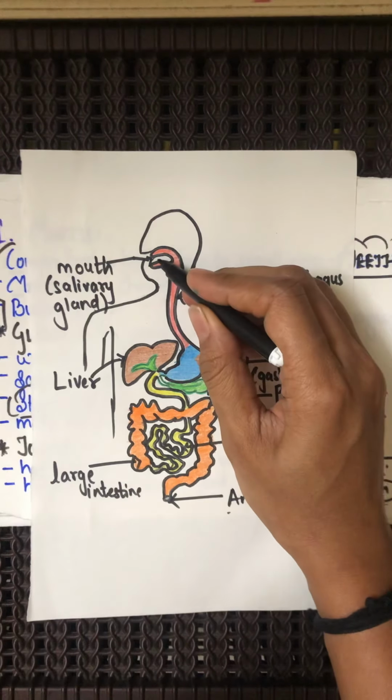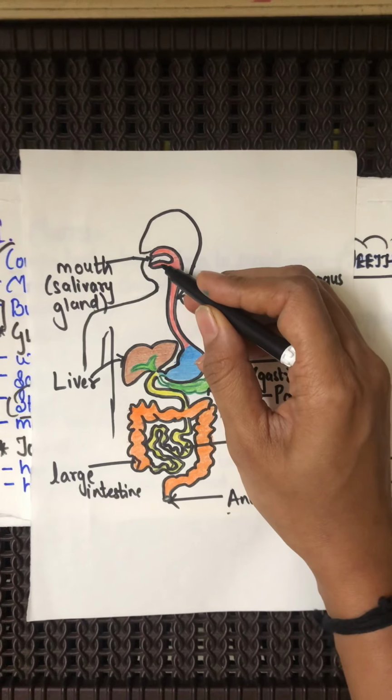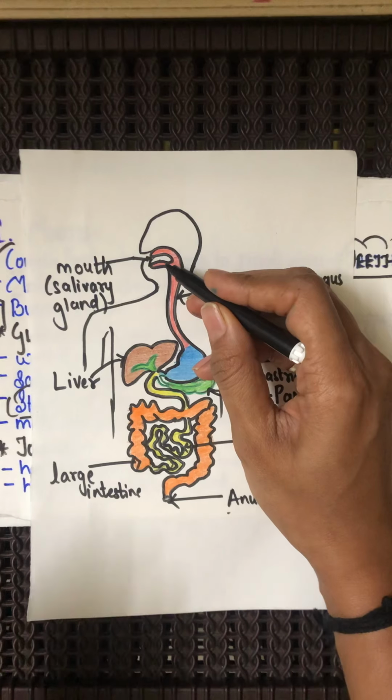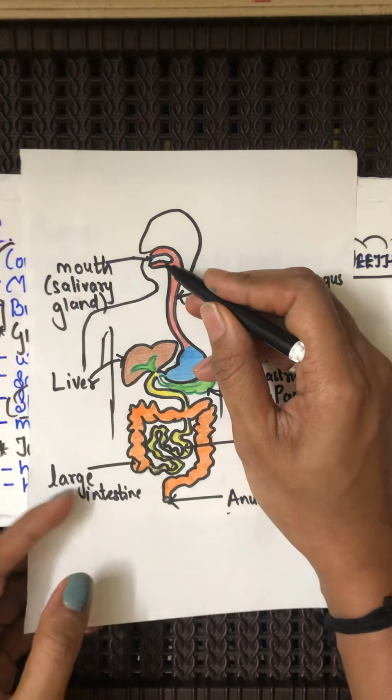That is, if we have taken a chapati, a piece of chapati is chewed with the help of the teeth, then the tongue mixes it with saliva. Then the salivary glands secrete what? Saliva. The saliva contains amylase, and the amylase acts on the starch, breaking down the starch into simple sugar, that is maltose.